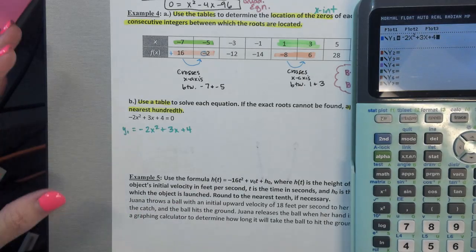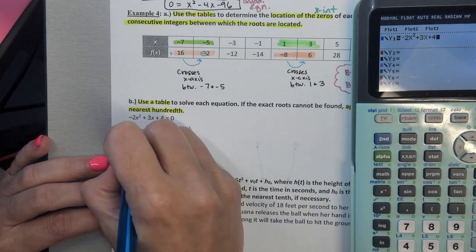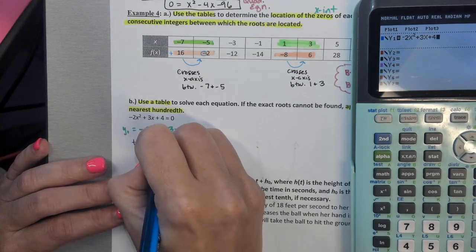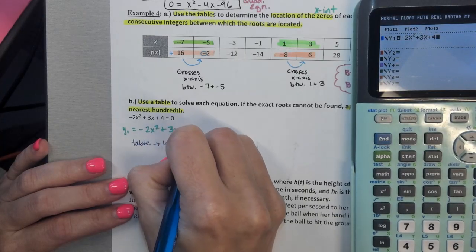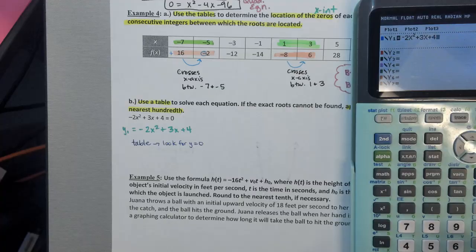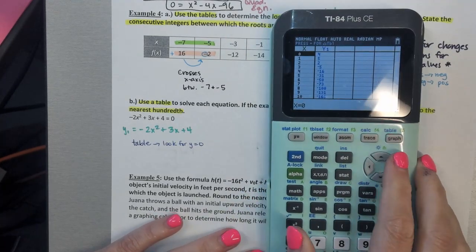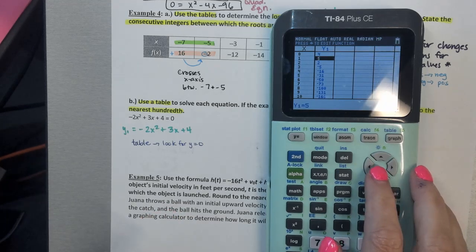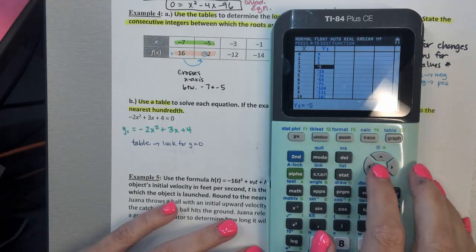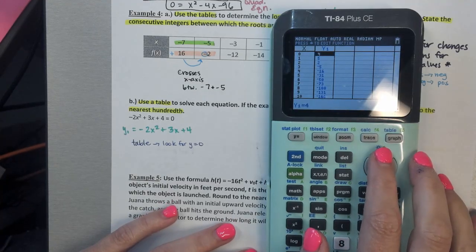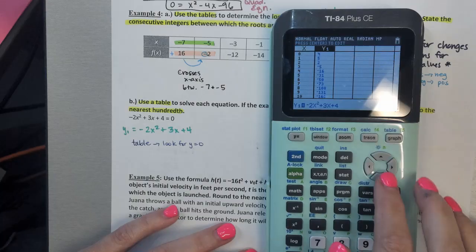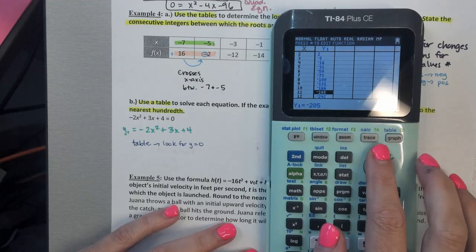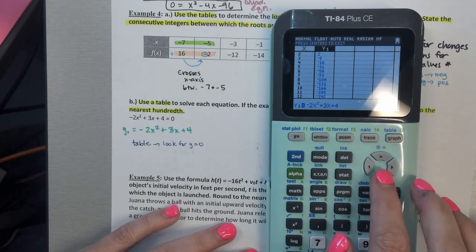Okay, and then you're going to go to your table. Okay, and then we're going to look for y is equal to 0. So if you have y is equal to 0, that is going to be your intercept. Okay, if you don't have that on there, then you are going to look for your sign changes.